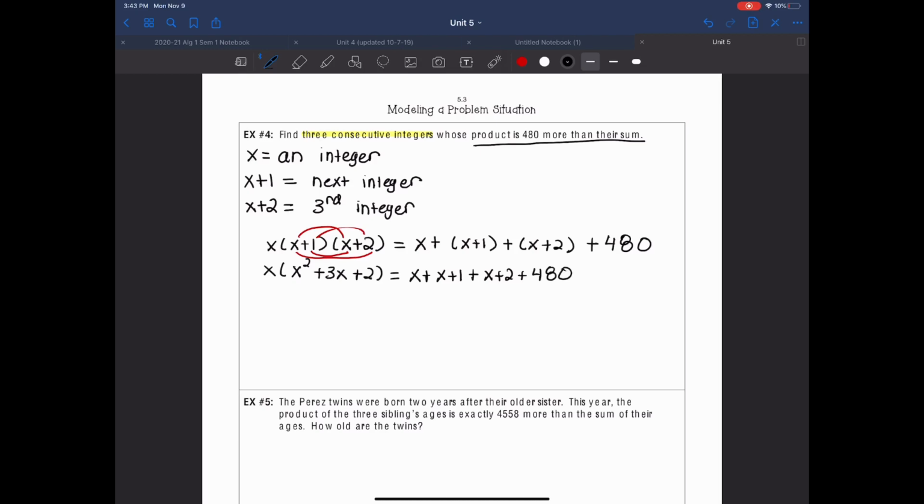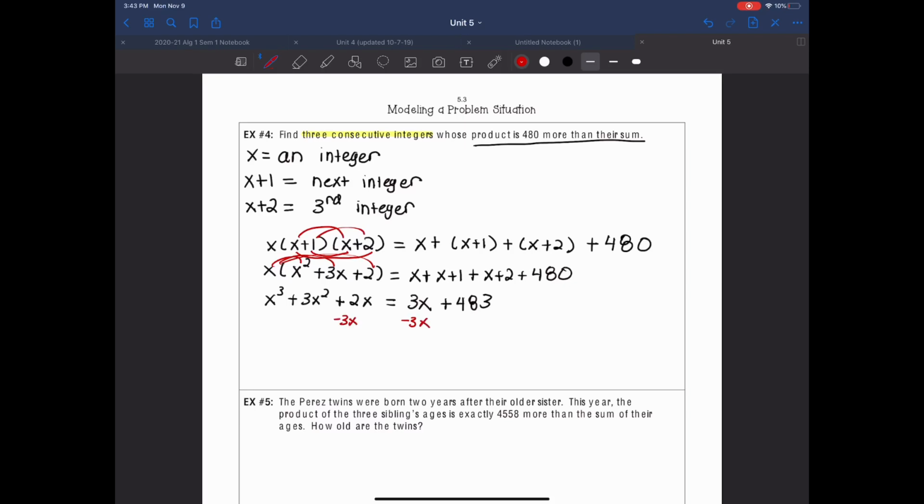All right, now I'm going to distribute this x into all three terms. So then that side is taken care of. X times x squared is x cubed. X times 3x is plus 3x squared. X times 2 is plus 2x. And that is equal to, well, let's combine some like terms here. X plus x plus x gives me 3x. And then I have 1 plus 2 plus 480, that gives me plus 483. Now, in order to solve the problem, I'm going to have to move all of my terms to that left-hand side. So let's go ahead and subtract 3x from both sides.